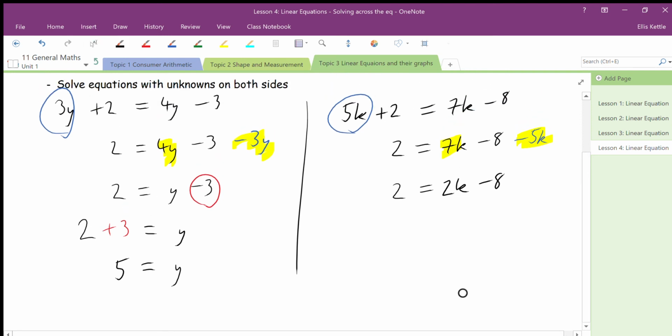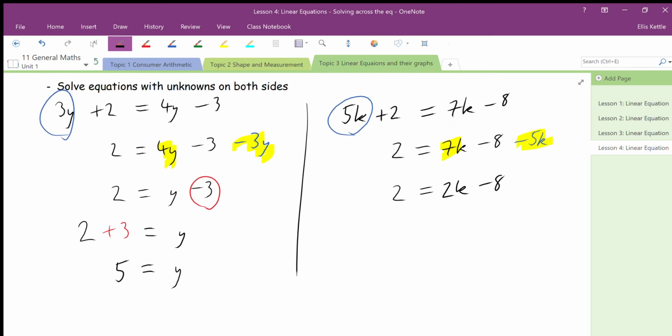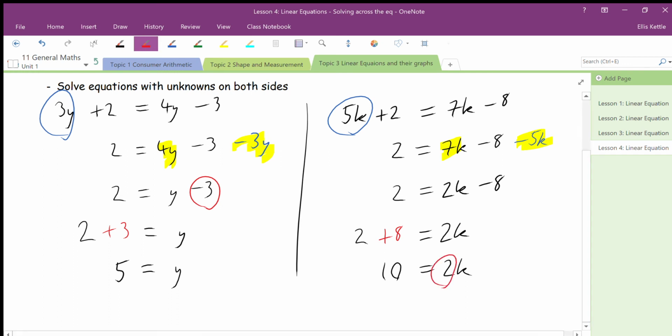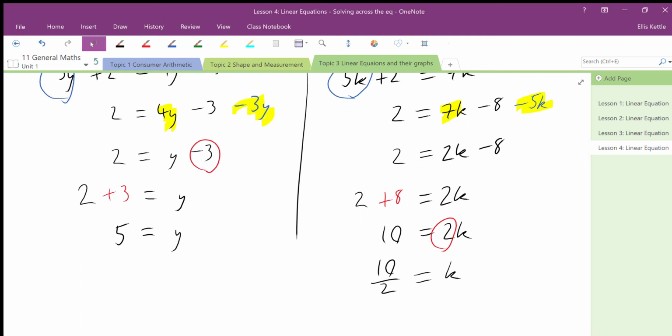Alrighty. Now that looks like a nice, normal, easy equation to solve. Let's move that minus 8, make it into a plus 8, equals 2k. 10 equal to 2k. And let's divide both sides by 2. Get rid of that 2 here. And I just want what k is equal to, and we get 10 over 2 equals k. And that means 5 is equal to k. So you got the same answer as I did, hopefully.